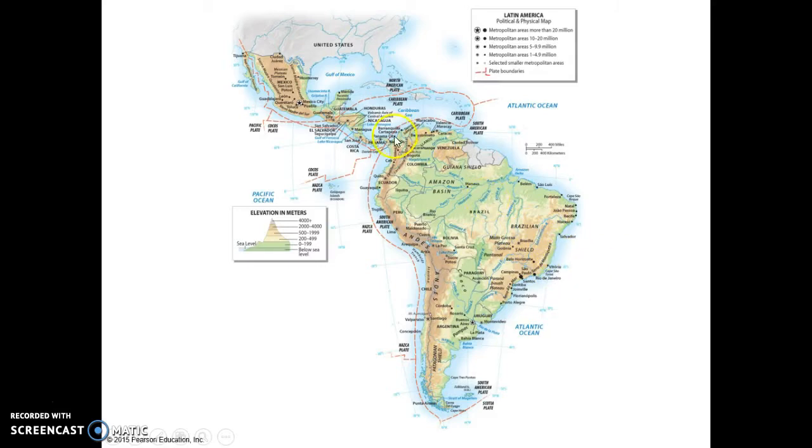Also notice that there are a few tectonic plates. Here's the Caribbean plate, which covers this area. The Nazca plate, Cocos plate here, and the Pacific plate. So this area is surrounded by plate boundaries, which tend to cause earthquakes and create volcanoes.